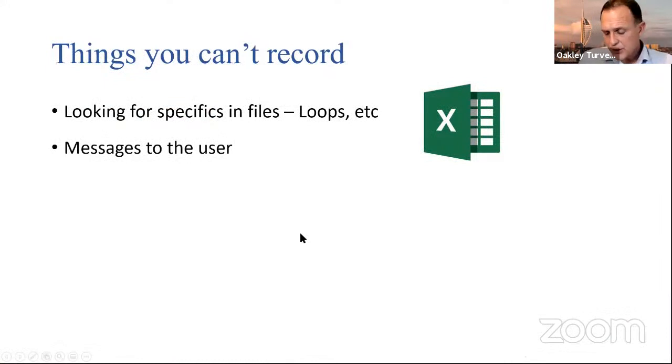A couple of other things that you can't record yourself doing. You can't record yourself sending a message to the user, but you can actually write that in the VBA. So in the VBA, you can just put a message box which gives the user some information. That might be a warning about something, and you're familiar with those warning boxes that come up. You can write your own, and the code for that is just MsgBox, and then what you want.